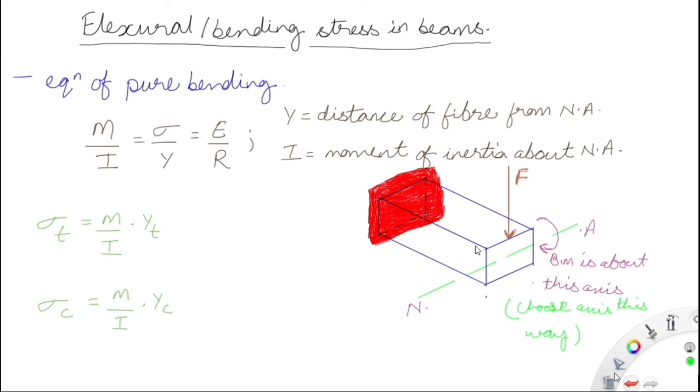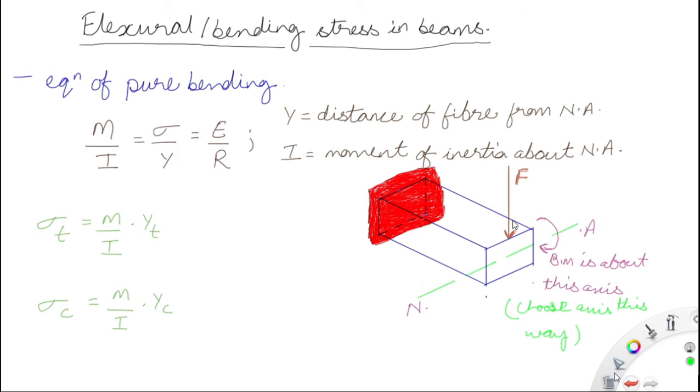Now you can see in this figure that the force that is causing the bending moment and the neutral axis are both perpendicular to each other. So whenever you are given a force, maybe a UDL, UVL or point load, anything, the direction of force and the neutral axis that you have to choose, about which you will find the I, the moment of inertia. The moment of inertia is found about the neutral axis, and the neutral axis is chosen in a way that the force is acting perpendicularly to it.